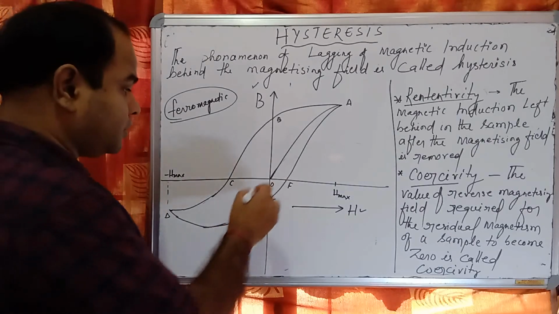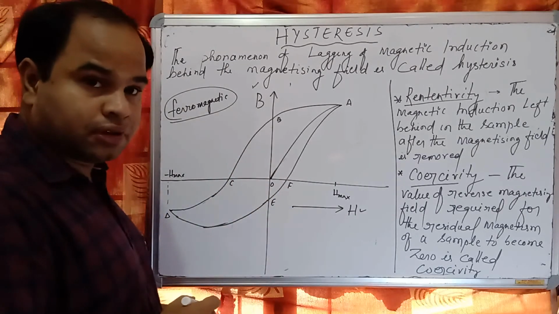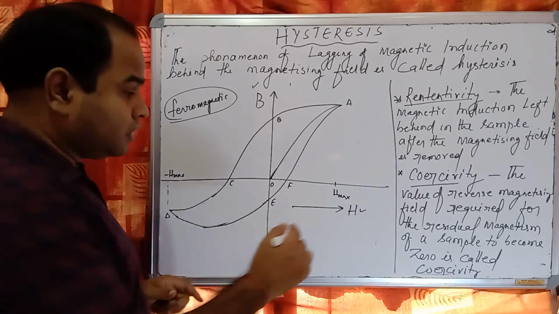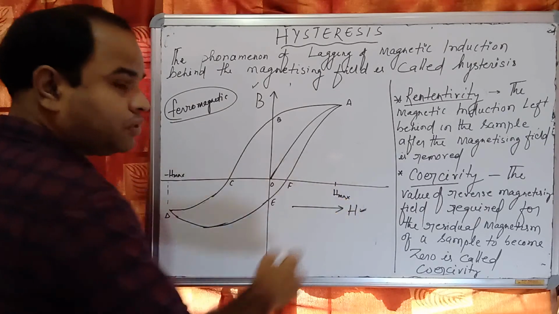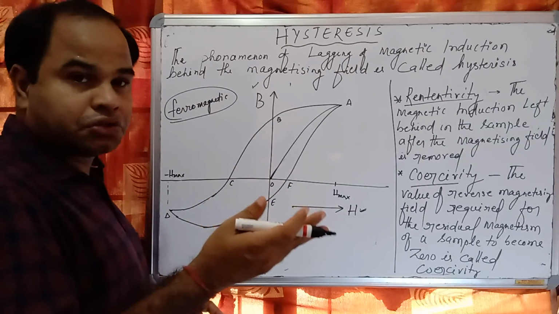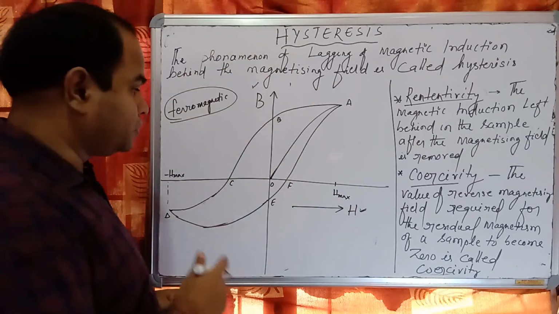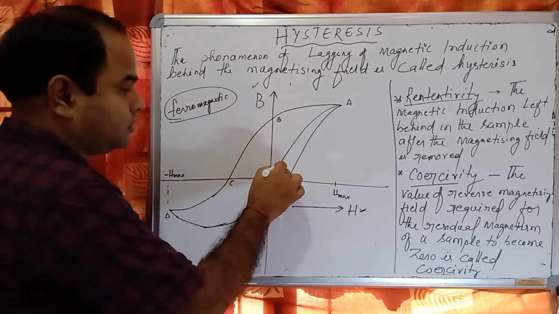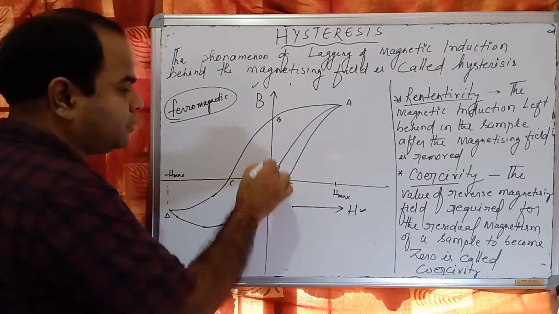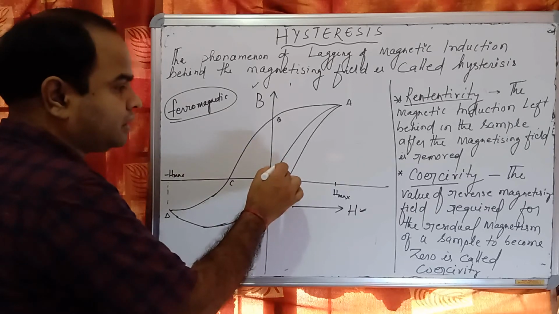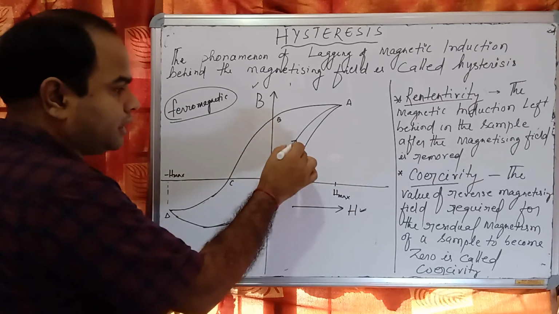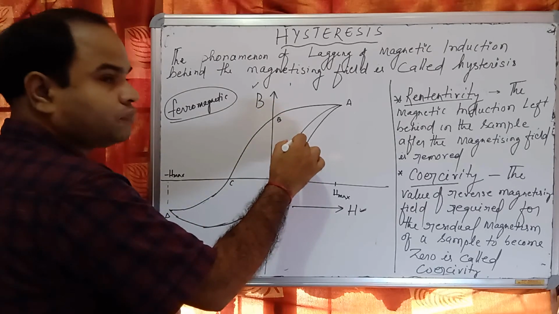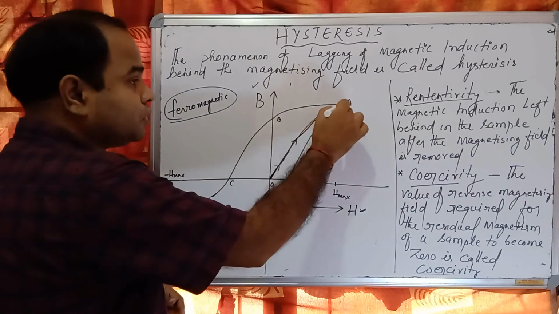When we apply the external magnetic field, gradually as the value of H increases, the magnetization also increases and the induction also increases. So it will move in this direction, in this path. H increases, B also increases. Again H increases, B also increases. It will move in this path till it reaches the saturation point.